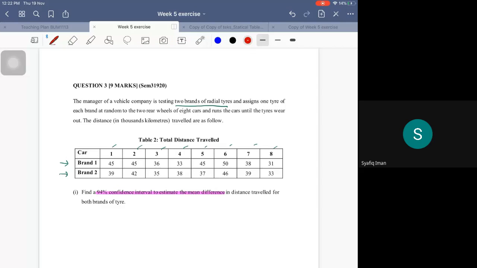Independent sample. Independent sample. Why is it, Shafiq? Dependent or independent? Independent. Independent. Okay, so that's right.